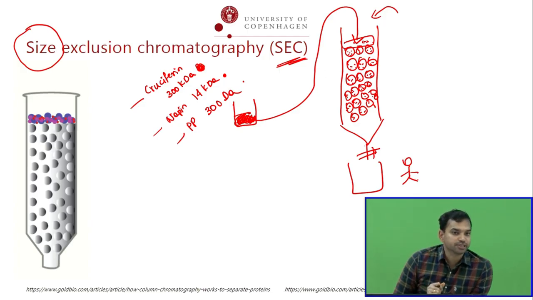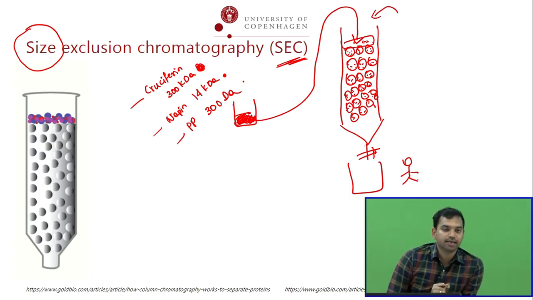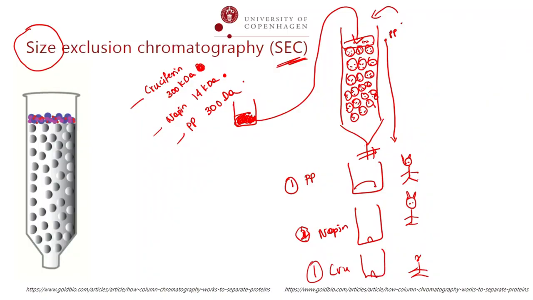Now I want to collect the fractions. Now I load. Tell me which fraction I'll get first. Listen to me carefully. We have the column filled with the beads. Beads are spherical, but each bead is porous in nature. They have small holes. Now you pour a solution containing different proteins of different size and a polyphenol with the smallest size, for example. The smallest polyphenol wants to come fast. I agree with that.